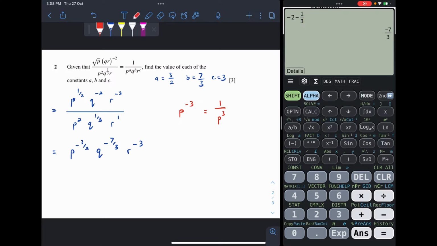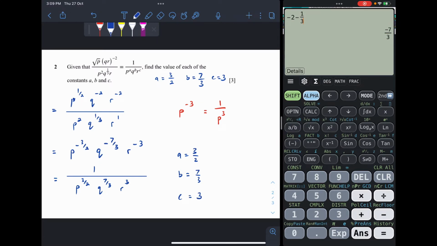So we're going to change everything. So everything just becomes 1 over 1 over p to the power of 3 over 2. I started off with a negative 3 over 2, but when I move down to the bottom, it will become just 3 over 2. Q will become 7 over 3, and r will just become 3. So our a is 3 over 2, b is 7 over 3, and c is going to just be 3.